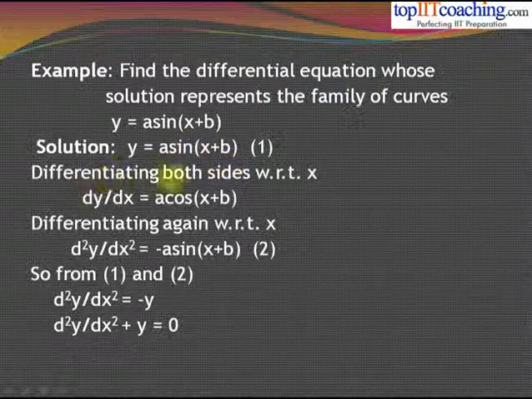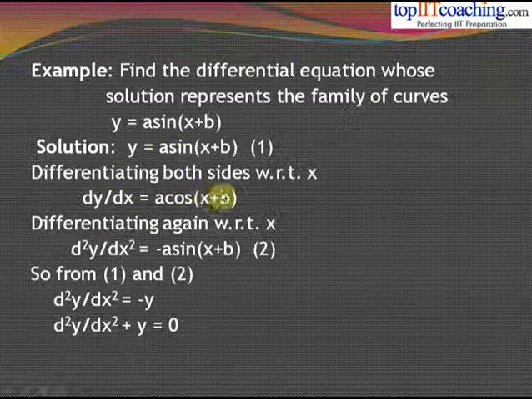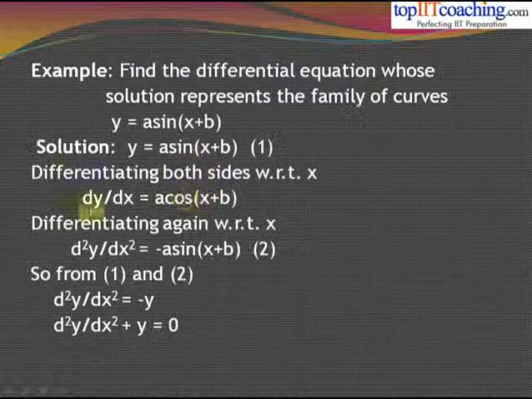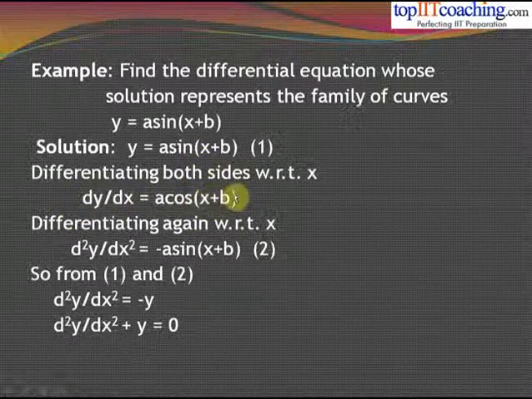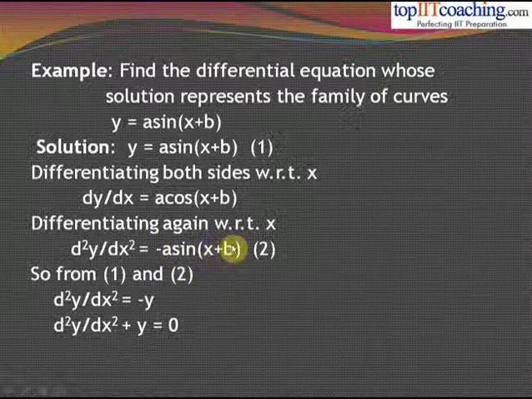What we do is we differentiate both sides with respect to x. Thus dy by dx would be equal to a times cos of x plus b, as the differential coefficient of sine of x plus b is cos of x plus b. So dy by dx equal to a times cos of x plus b. Again we differentiate with respect to x. So d square y by dx square would be equal to minus a into sine of x plus b. Let us name this as equation number 2.